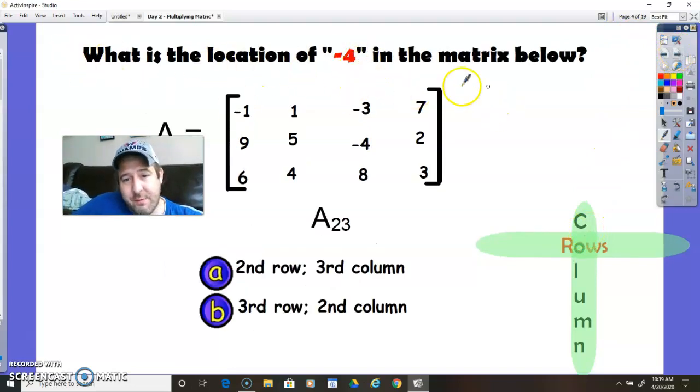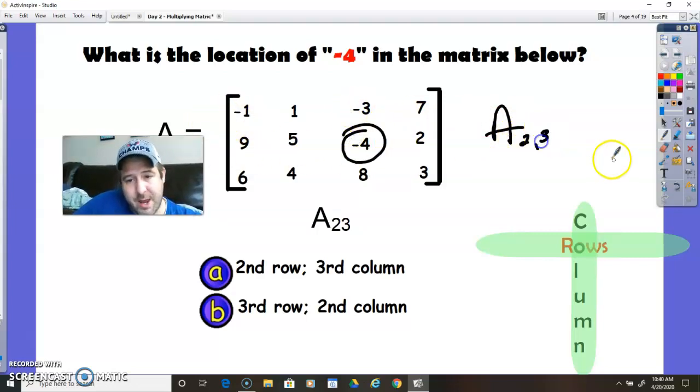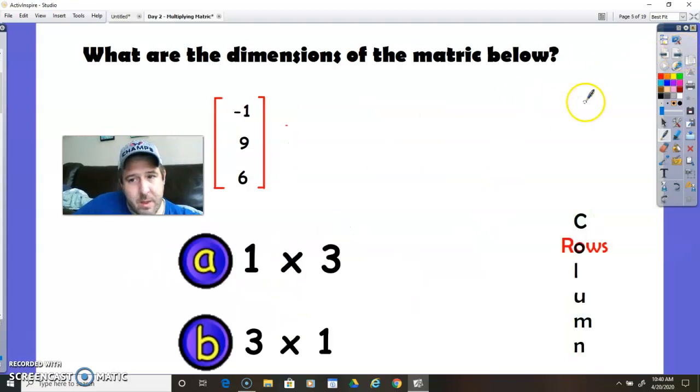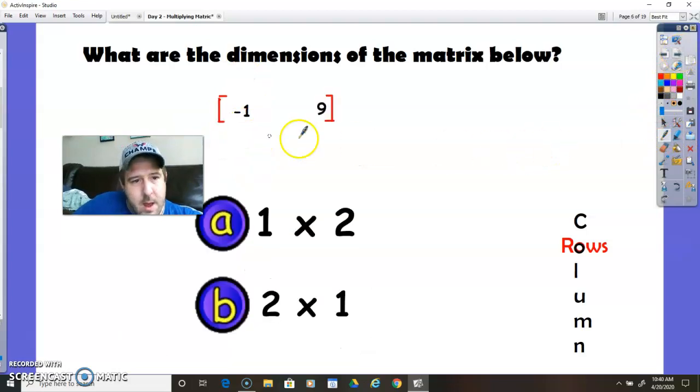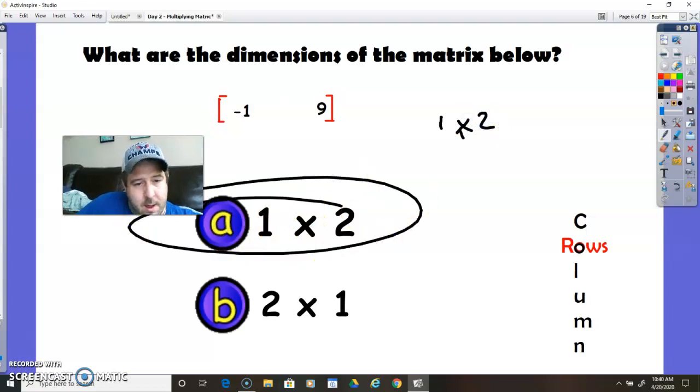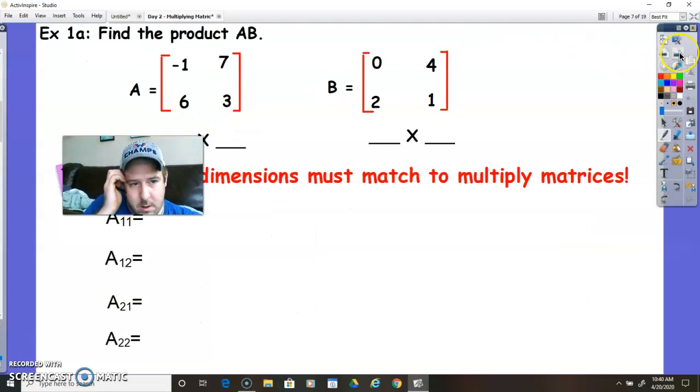What is the location of negative 4 in this matrix? So this is matrix A, and negative 4 is right here. So this is row 2, column 3, A2,3, like that in subscript. So that would be row 2, third column. That's choice A. What are the dimensions of this matrix below? So this is a 3 by 1, and I know that because it has 3 rows, 1 column. What are the dimensions of this matrix? So this is a 1 by 2. 1 row, 2 columns. All right, quick and easy.